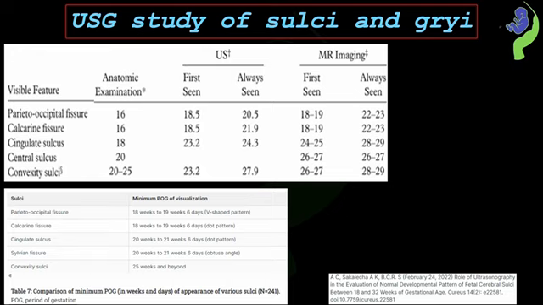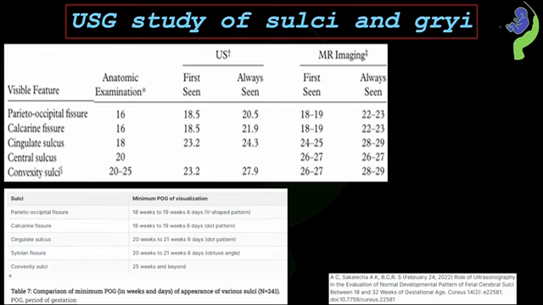The cingulate sulcus, which appears anatomically by 18 weeks, becomes reliably visible only after 23 to 24 weeks on ultrasound. The convexity sulci, which are superficial and reflect more advanced cortical maturation, appear much later and often after 25 weeks of gestation.